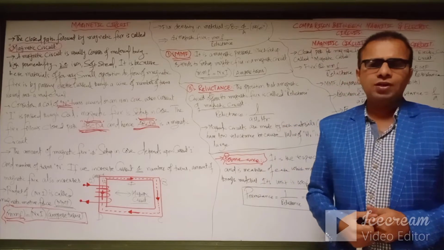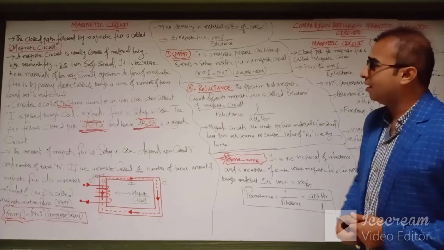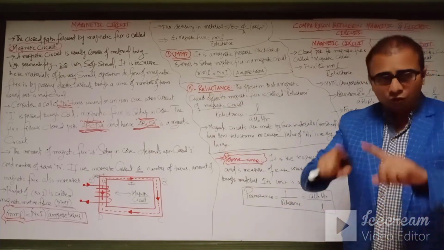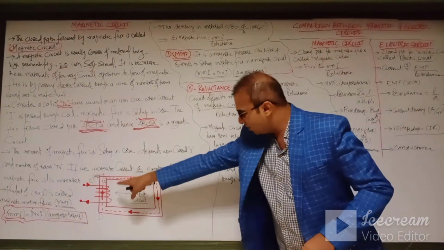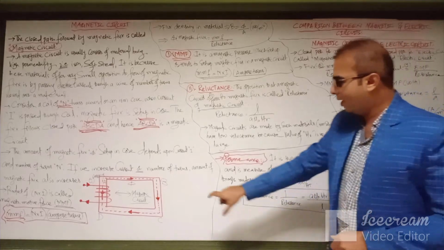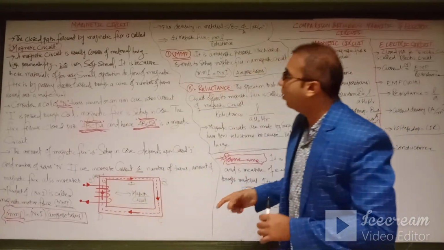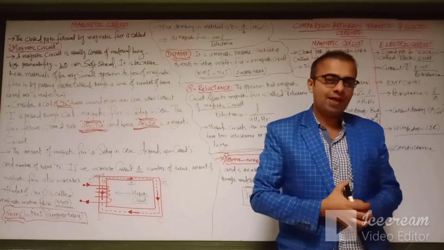Now we have to discuss the magnetic circuit. So what is a magnetic circuit? You can see on the board the closed path; this is the magnetic circuit we have drawn. It is the closed path followed by the magnetic flux in the magnetic circuit.